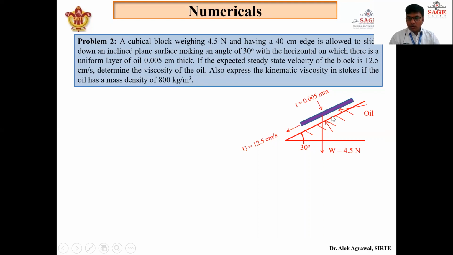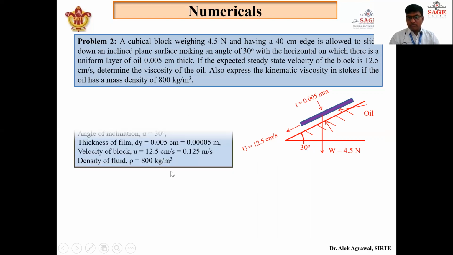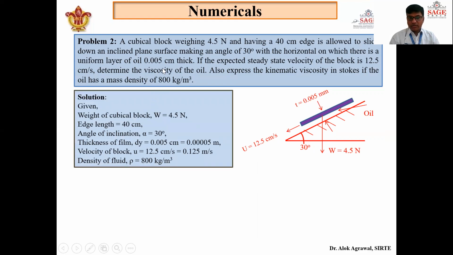So a cubical block of weight 4.5 is sliding down this inclined plane, making an angle of 30 degrees with the horizontal. The velocity of this block is 12.5 centimeter per second. In between this block and the inclined plane surface, there is oil of uniform thickness 0.005 centimeter. And we have to calculate the viscosity of that oil.